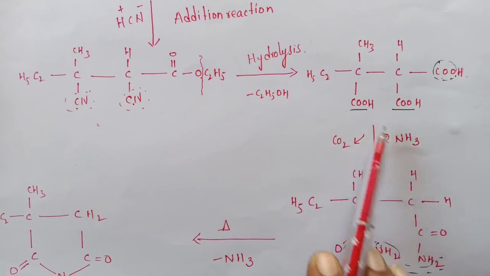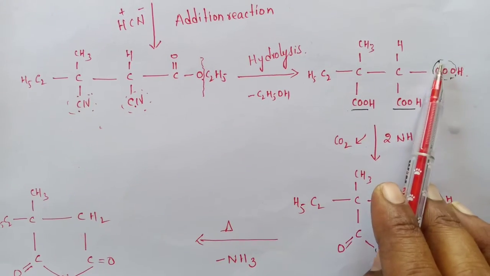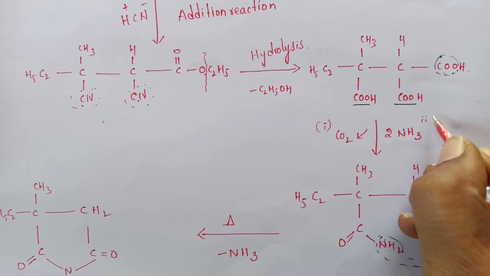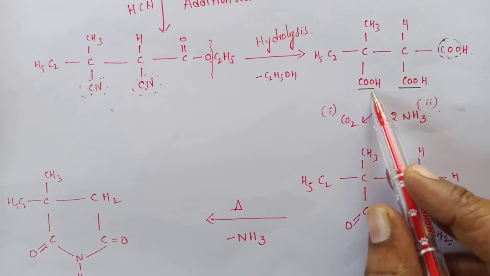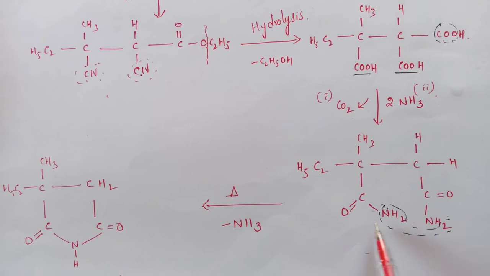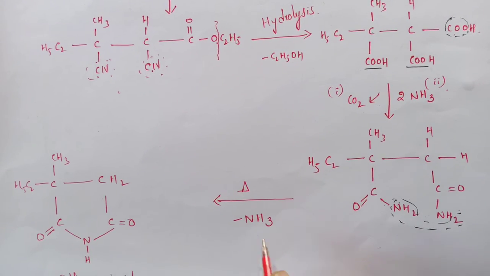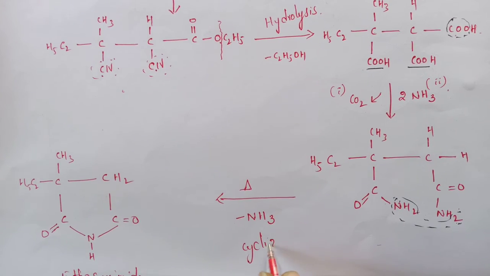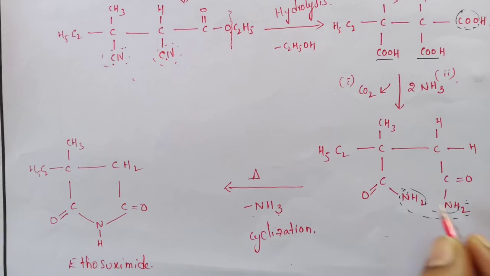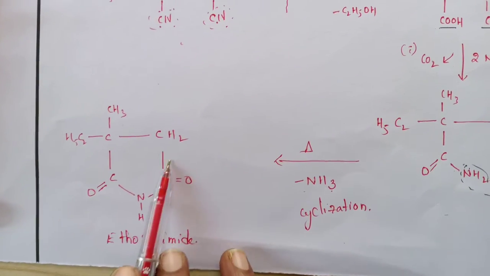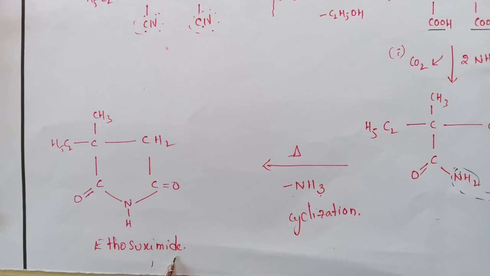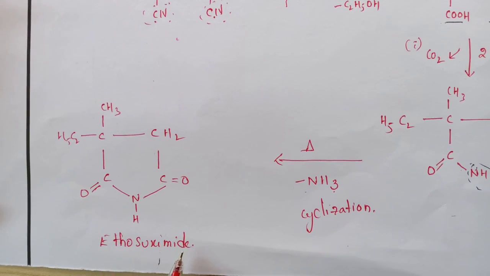The next step is decarboxylation. The second step is the addition of ammonia, and finally both the carboxylic groups are converted into the respective amide derivatives. Both groups simply undergo cyclization by heating with the loss of ammonia, and it gives a molecule nothing but ethosuximide. It is a succinimide derivative, which is the drug of choice in the treatment of absence seizures. Thank you.